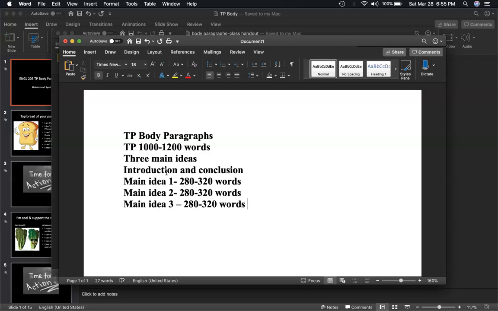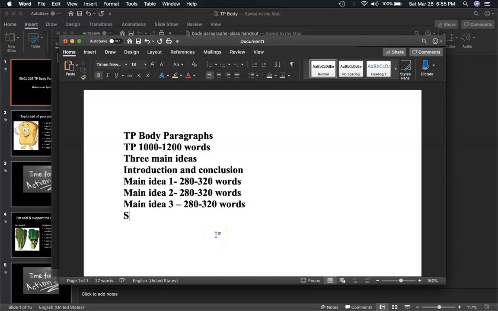The other thing I want to mention here, you have to make sure the paper is balanced. So you cannot have main idea 1 like 400 words, and then main idea 2 is only 200 words, which means one of your ideas is not strong enough, it's weak. So make sure they are balanced. That's why I'm giving you this calculation.